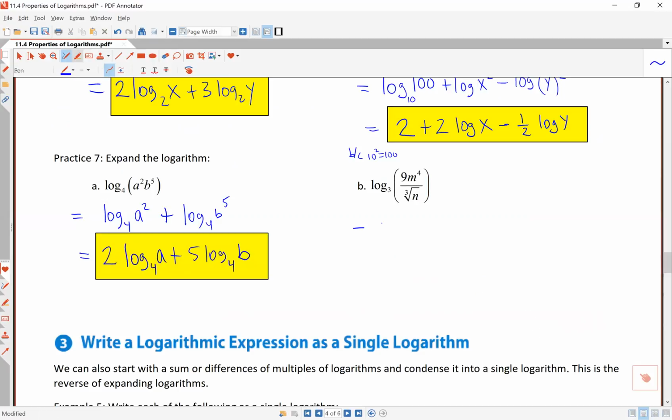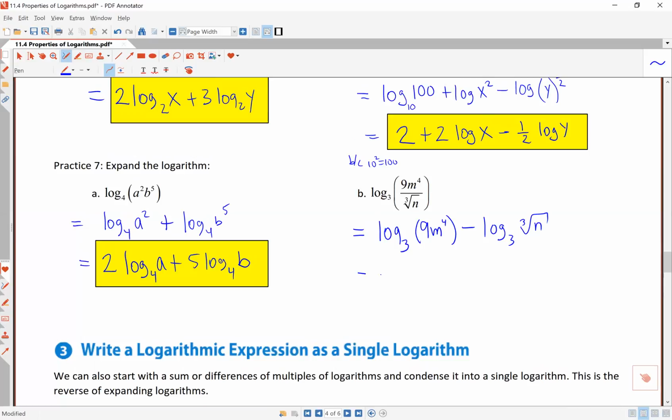Letter B, we have a log of a quotient. Log base 3 of the numerator, 9m to the 4th, minus, since logs of quotients are differences of the logs, log base 3 of cube root of n. The log base 3 of 9 times m to the 4th is the log base 3 of 9 plus the log base 3 of m to the 4th, minus log base 3, and we're going to write that as n to the 1/3 for its exponent.